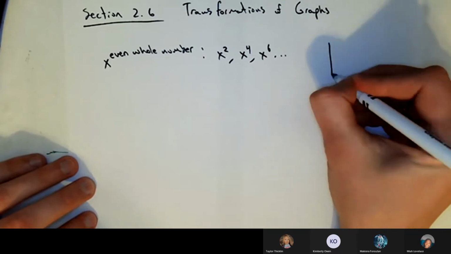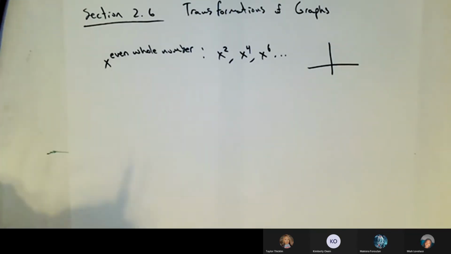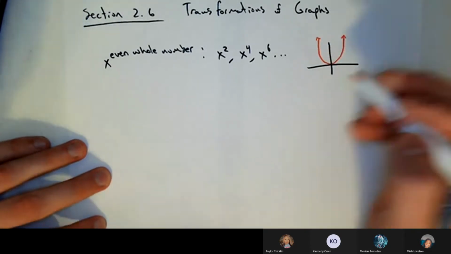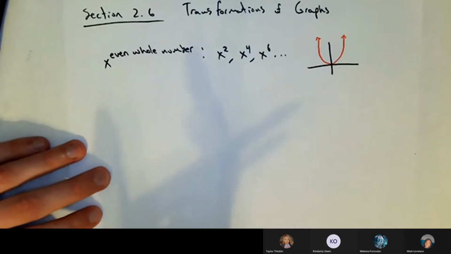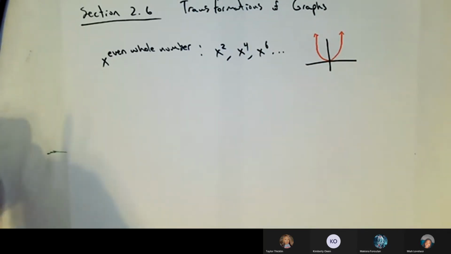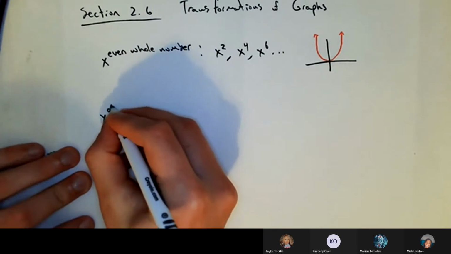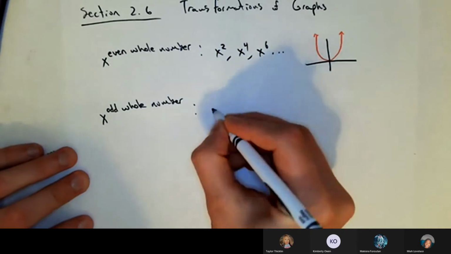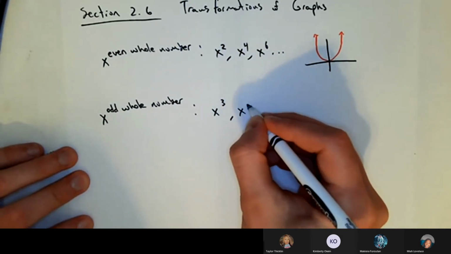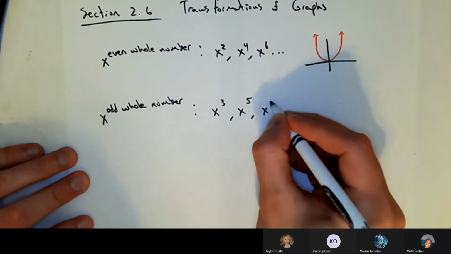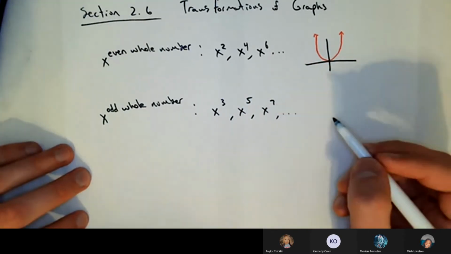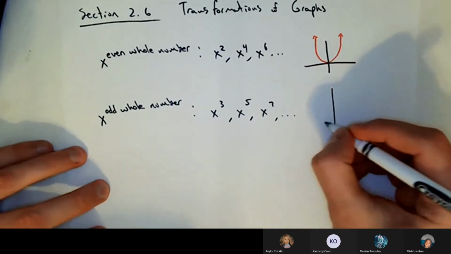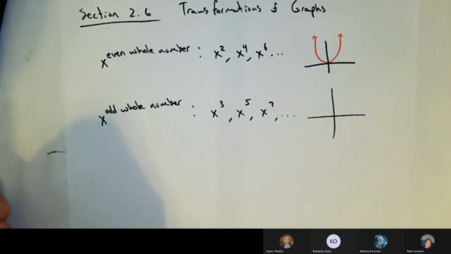Those are looking like parabolas, right? This is the general shape, but remember that as you increase the power, they get more and more steep. They get steeper and steeper. Okay. Then we had x raised to an odd whole number. I'm skipping x to the first because that would just be linear, like a straight line. We're more interested in the curved ones. That was more of our interest in this section.